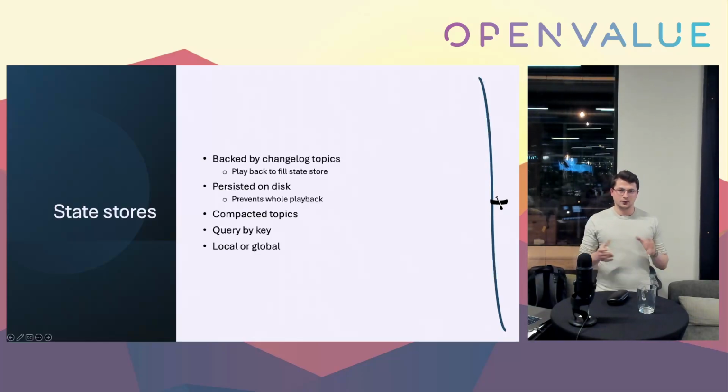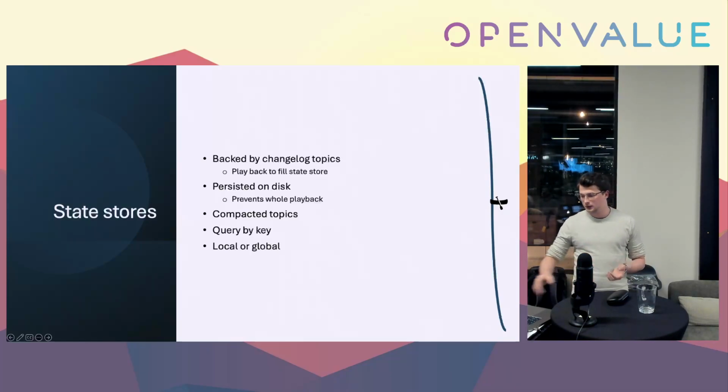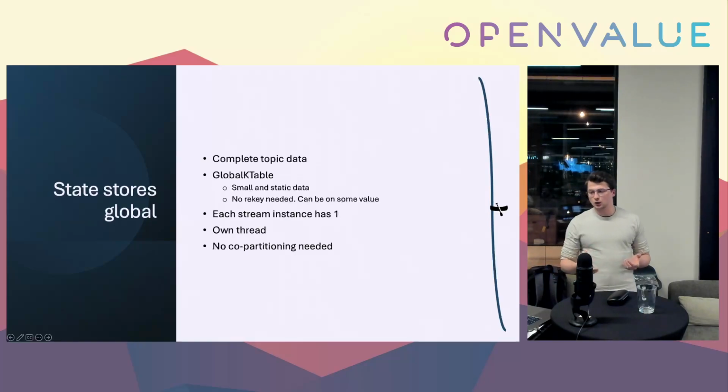But if you have a small size of your topic, you can also decide to make a global k-table. So this global k-table is quite useful when you have small and static data. So this would be number of products that doesn't change that much. The best thing about that is that you don't need to change the key for that. So you can match on different values there. And this is not per task, but the global k-table is for the whole stream. So the whole stream instance has one of these k-tables. It has its own separate thread, and you don't need something called co-partitioning.